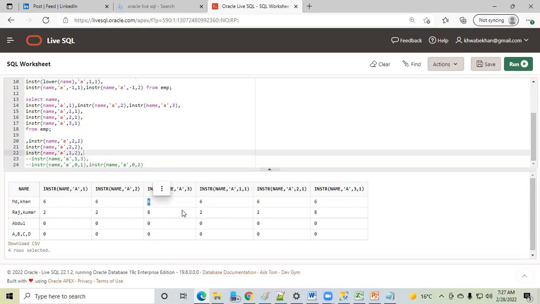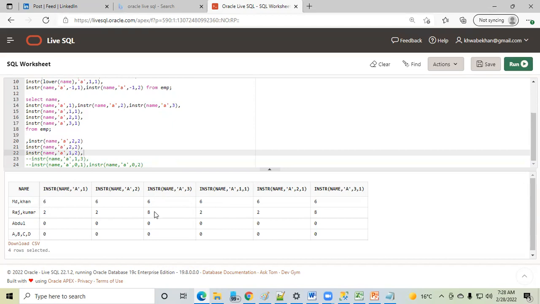Everything is fine. Now, for Rajkumar, the output is different. It is coming 8 here. Why? Because we have written 3, so it will start from the third position and then search for the letter A. Where is the letter A now? The letter A is present here. Now, what is this position? 1, 2, 3, 4, 5, 6, 7, 8.